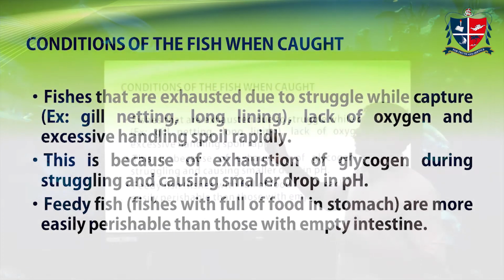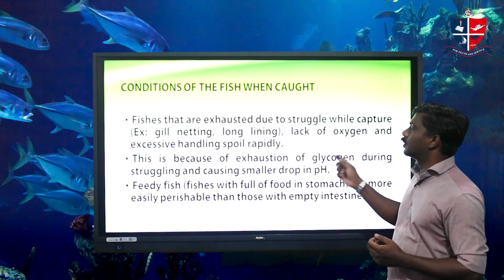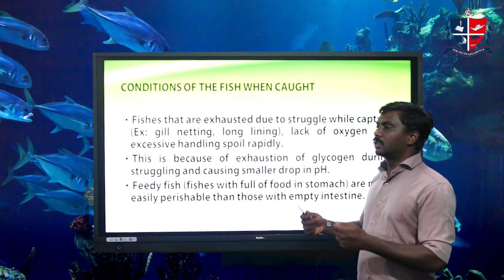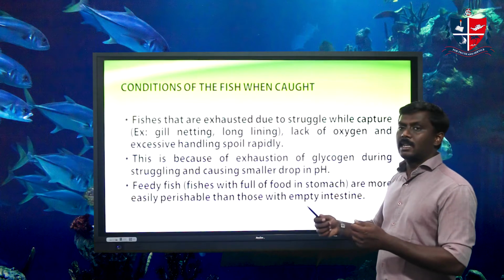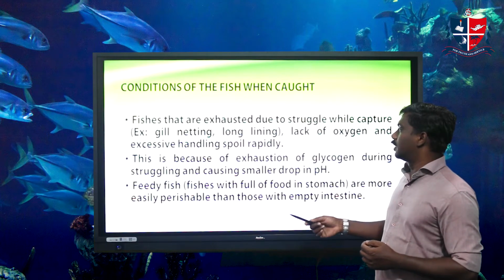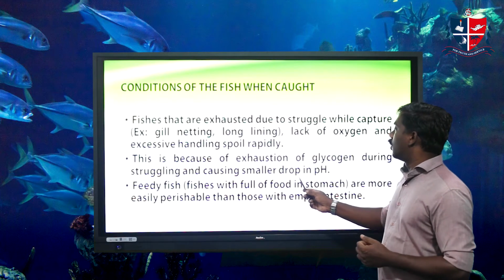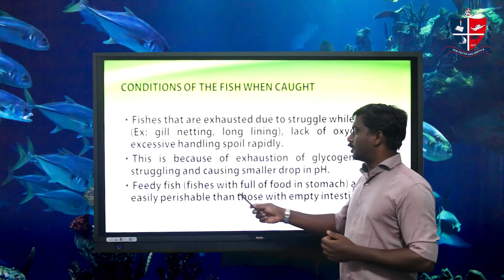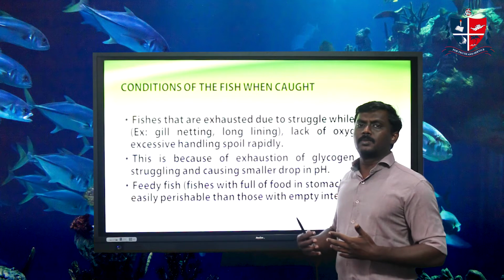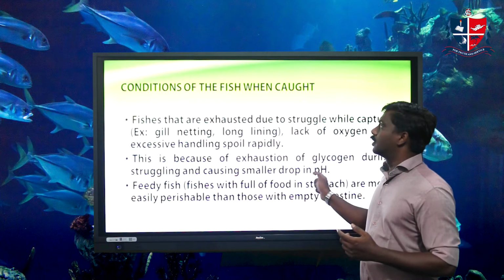The second factor is the condition of the fish when caught. Fishes that are exhausted due to struggle while captured, that is, struggle due to gill netting and long lining operations, and fishes subjected to excessive handling, spoil faster. That triggers the spoilage index. This is because of exhaustion of glycogen during struggling, causing a smaller drop in pH. Then there are feeding fishes, that is, fish with a full stomach or high in feed. That fish also spoils very fast.